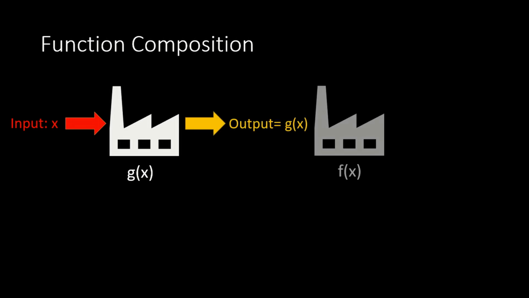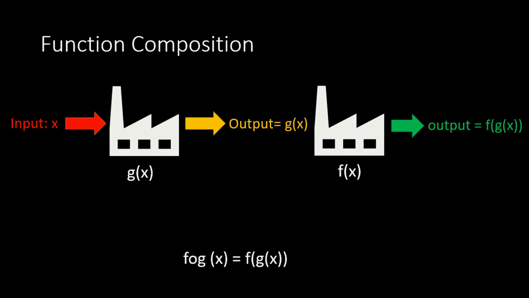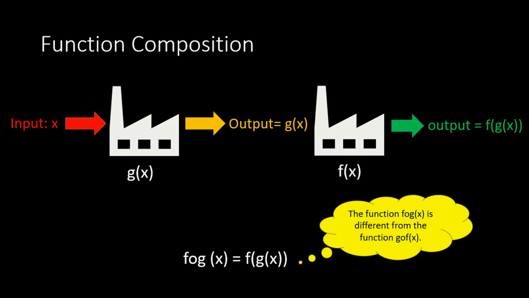Let's say you input x into function g. The result g(x) becomes the input for function f. This combined process is called the composition of the two functions and is written as f of g of x. It is important to note that f of g of x and g of f of x are not the same.